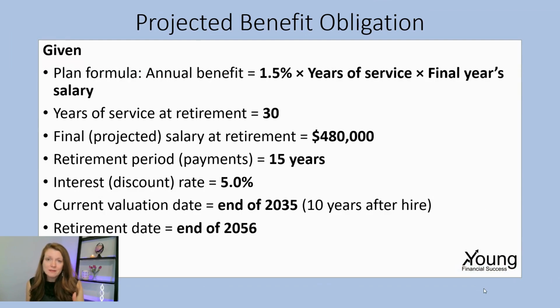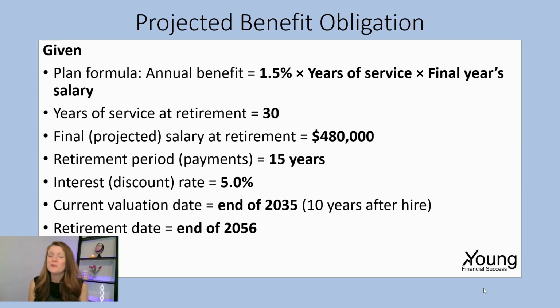So here's all the same details, but I've pulled it out of the word problem, and maybe you want to take a picture of it because you can follow along as we work through the rest of the slides. So we see that the formula is going to be 1.5% for this company, just like we saw in the initial example. Her service years are 30 years. Her final salary at retirement is $480,000. Her retirement period, how long they think they'll be paying it out, will be 15 years. We've got 5% interest, and we are evaluating this 10 years after she was hired.